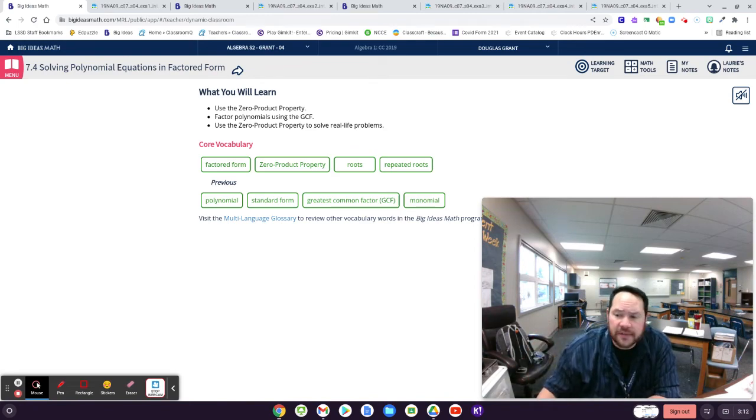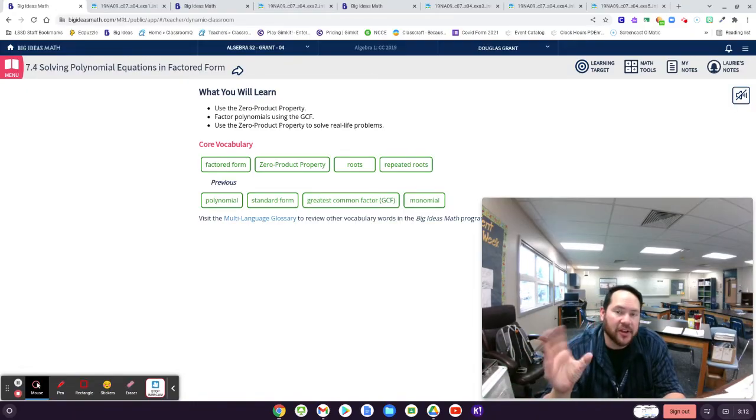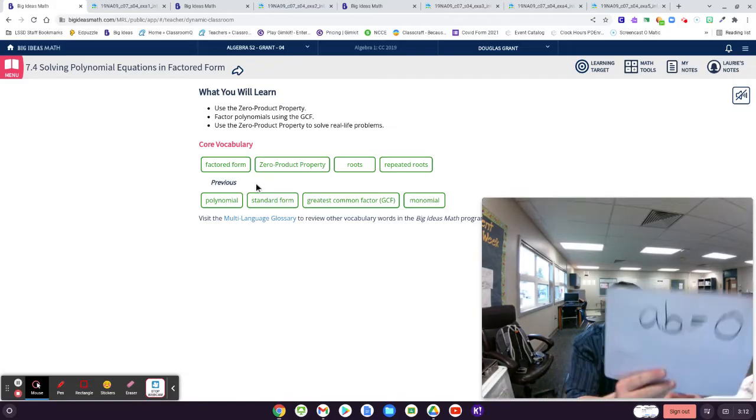Ahoy, we're jumping into 7.4, which is about multiplying polynomials to solve equations. Factored form basically means you have multiple polynomials being multiplied, and we're going to use that to solve. We're going to talk about the zero product property, which is this idea right here.